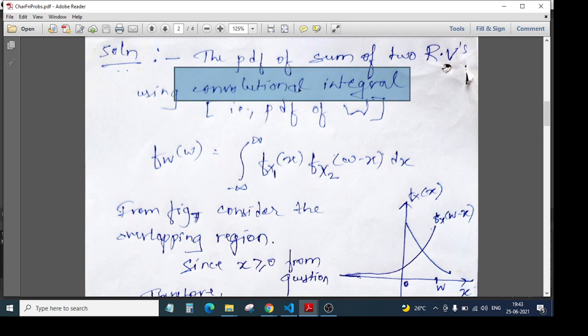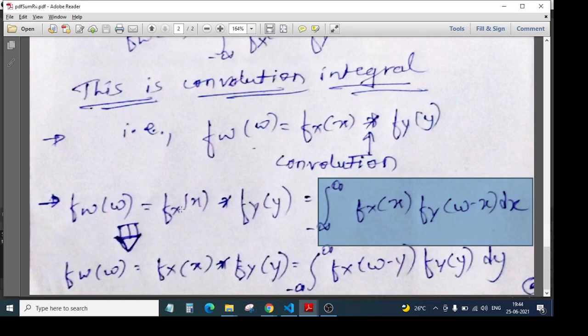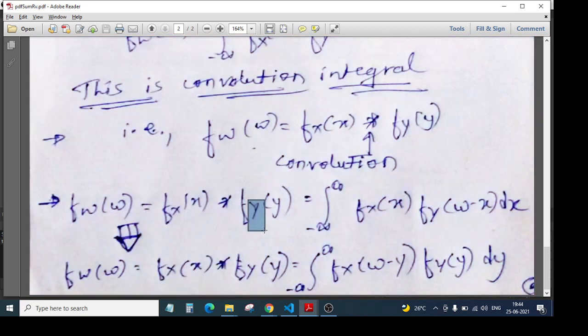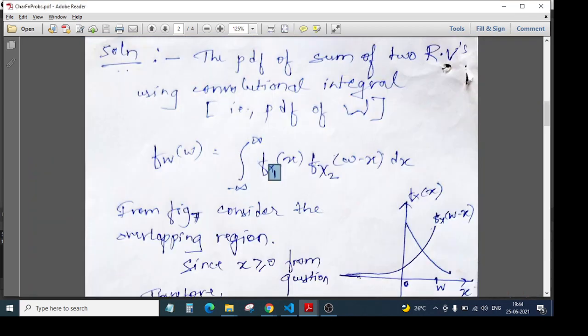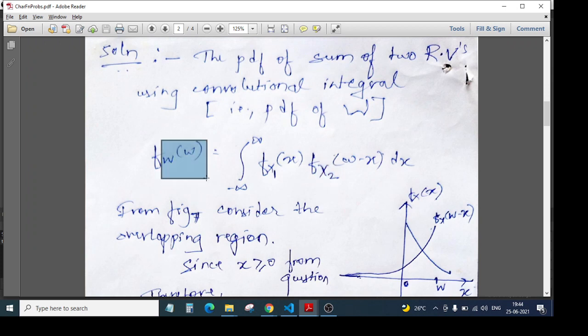So we will be using the convolution integral to find the PDF of w. Let us replace x by w. There we had x and y, but here we have x1 and x2. That is the small change. There also we were finding the PDF of w, and here also we are finding the PDF of w. Please refer to the previous notes as well as the video, and this will be more clear. And this is the formula.